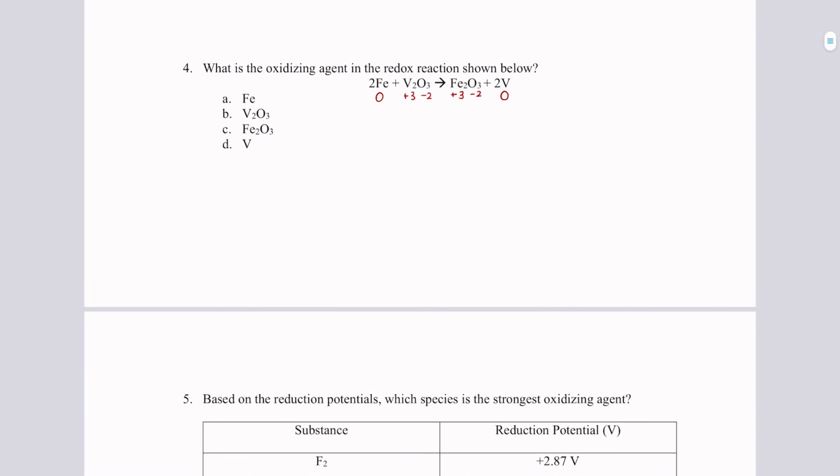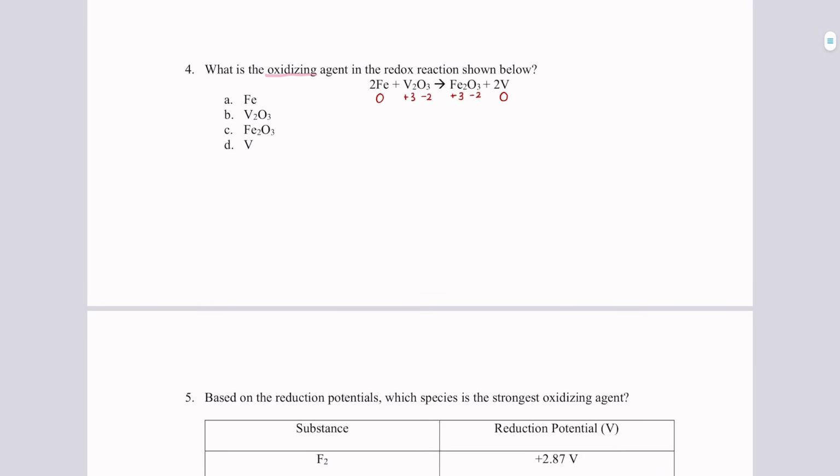Problem 4 says, what is the oxidizing agent in the redox reaction shown below? The reaction is solid iron reacts with vanadium 3 oxide to produce iron 3 oxide and solid vanadium metal. We're going to start by assigning oxidation numbers to every element in each substance. In elemental iron, the oxidation number of iron is 0.